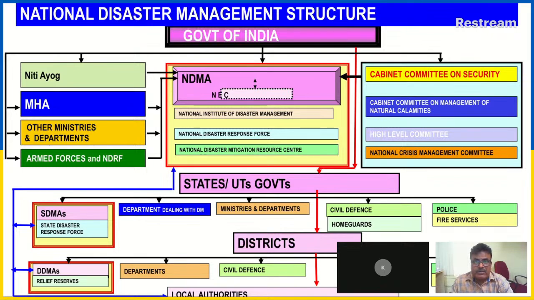So NDMA also frames policies from time to time, prepares the national disaster management plan every year, revises the national policy on disaster management, prepares guidelines every year and revises them. For example, they prepared a drought manual, guidelines for chemical disasters, earthquakes, cyclones, fire incidents, guidelines for all kinds of disasters, and gave them to the state governments for implementation.